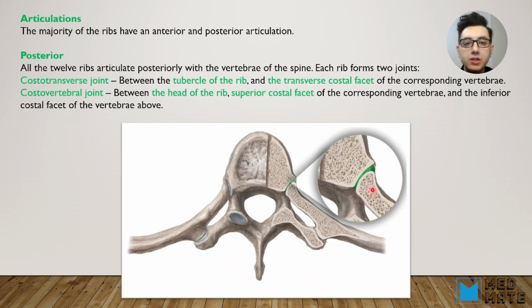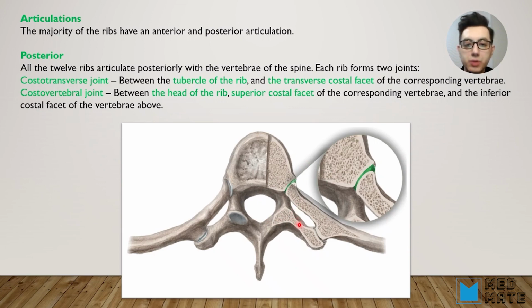Now, articulation of ribs with the thoracic vertebrae. For each rib there is anterior and posterior articulation. Now we are talking about posterior articulation. Now we have two joints. One of them is the costotransverse joint and the other is the costovertebral joint.